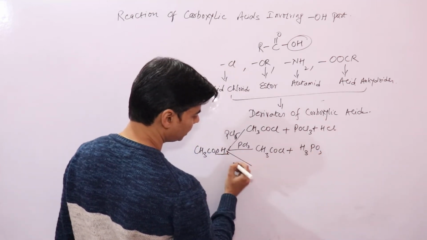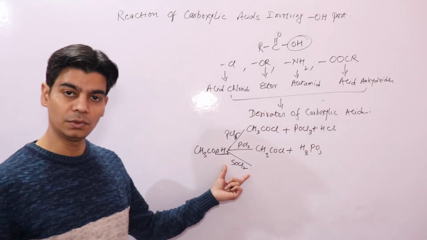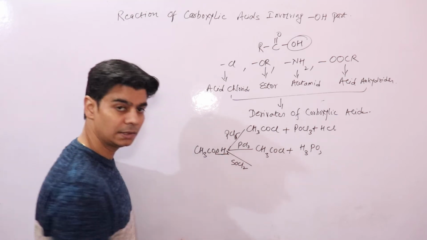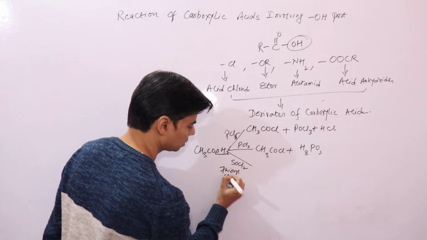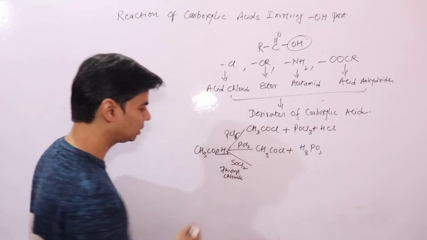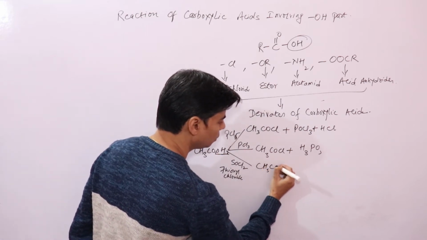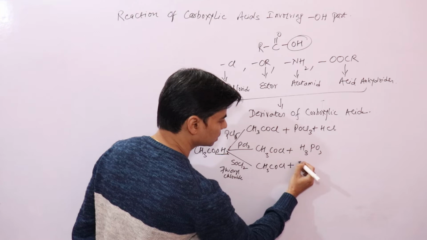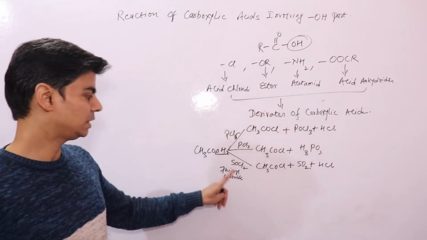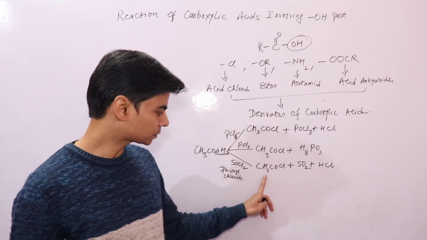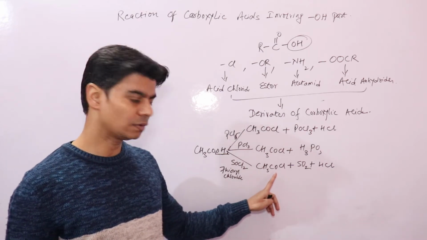The third important reaction is you treat acetic acid with thionyl chloride. This compound, SOCl2, is thionyl chloride. Let me just write it here. When you react it with thionyl chloride, it will form CH3COCl plus sulfur dioxide plus HCl. This reaction is important, right? And this is the best reaction for the preparation of acid chlorides.